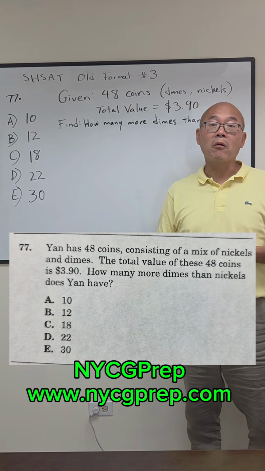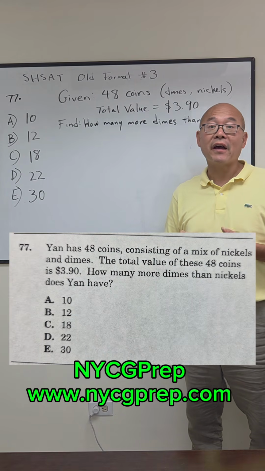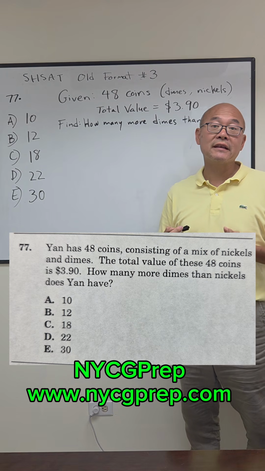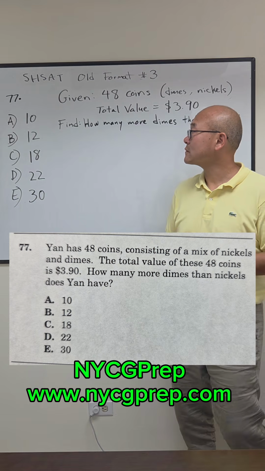Yan has 48 coins consisting of a mix of nickels and dimes. If the total value of these coins is $3.90, how many more dimes does he have than nickels?